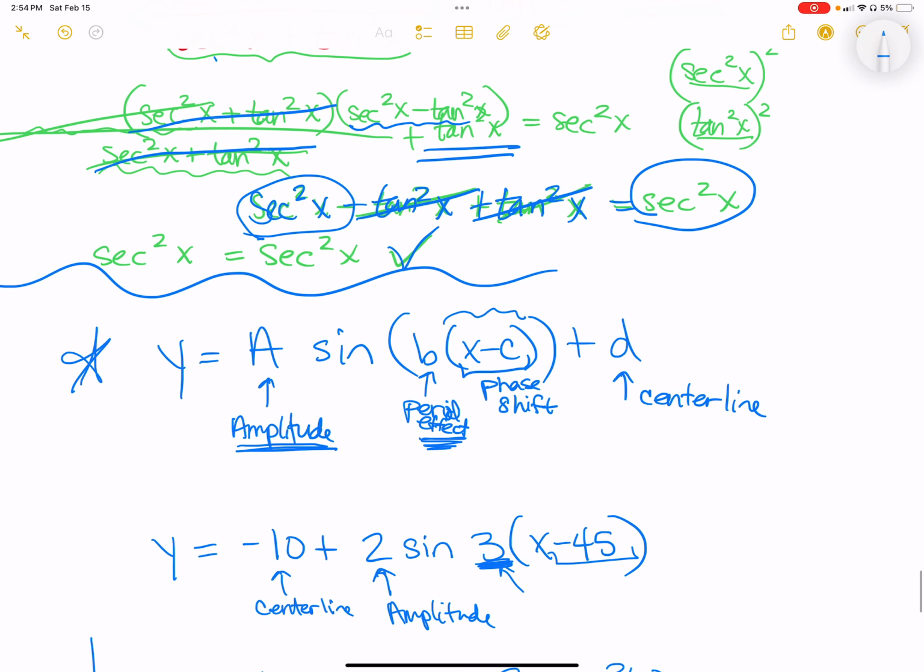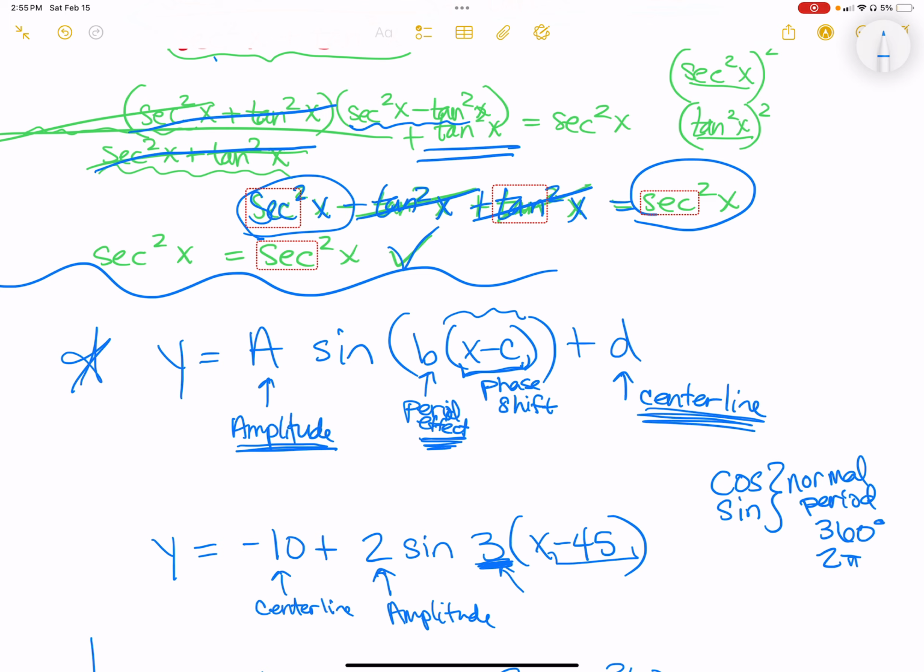A typical period for cosine or sine is 360 degrees or 2 pi. The phase shift is what the minus c means. So if it says x minus 45, then that's a 45-degree phase shift to the right. And then d is the center line. Where is the center of it?